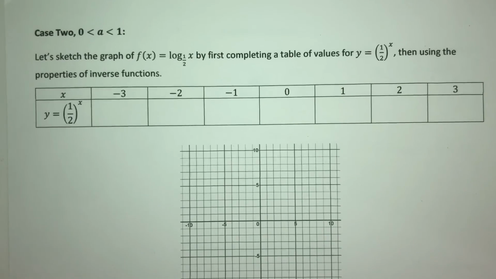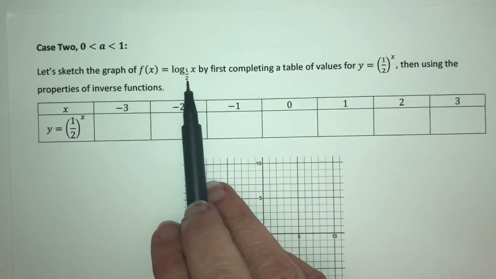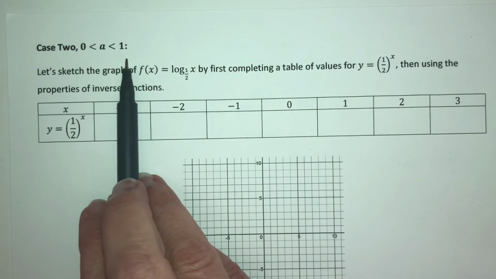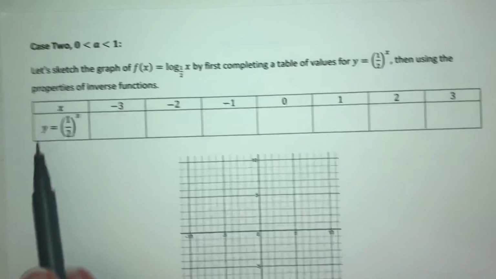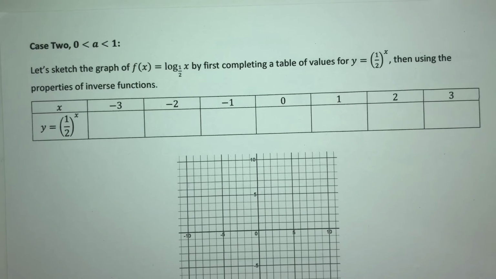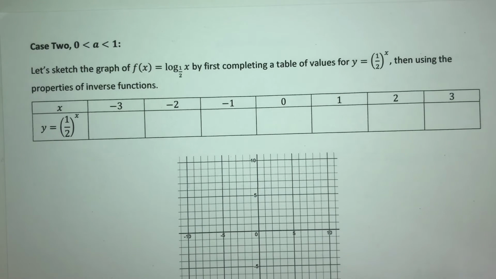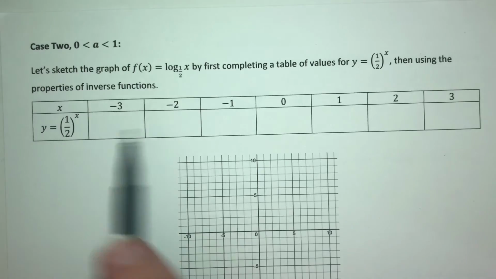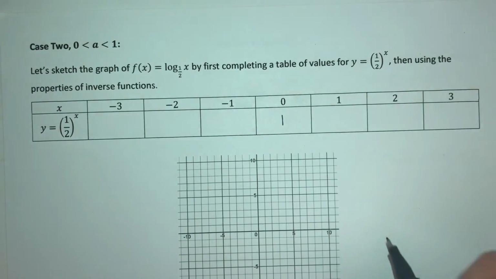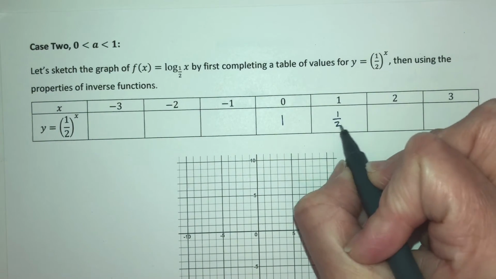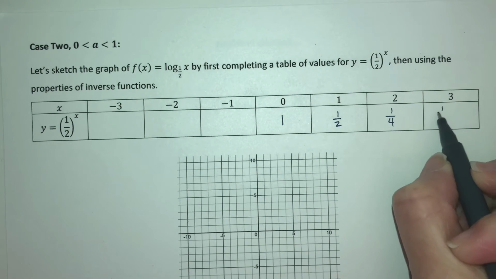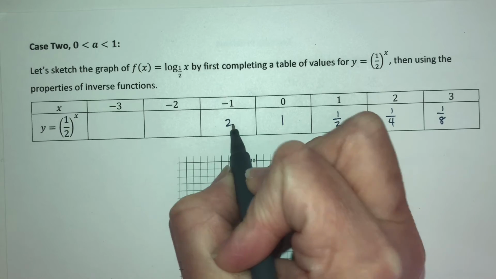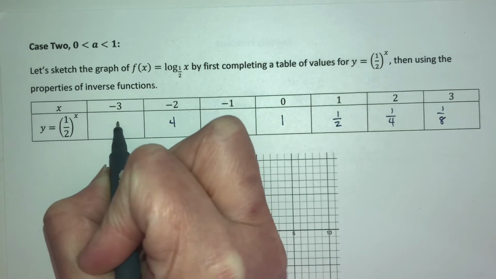Now let's do the same thing for our second case, where we have our base between 0 and 1. And I'm going to do the same thing here that I did on the previous. And again, this is a chart we also filled out in the previous section. 1/2 to the 0 power is 1. This will be 1/2. This will be 1/4 and 1/8. This is 2, this is 4, and this is 8.